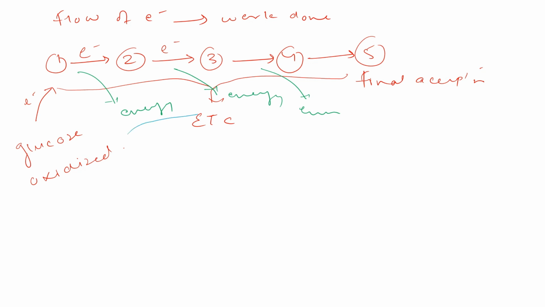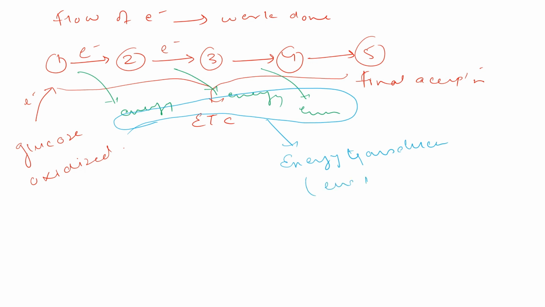This energy is captured by energy transducer. In a cell, the energy transducer can be any enzyme or protein. They will convert this energy into a proton motive force. This proton motive force is used to perform work. For example, in a mitochondria, it performs synthesis of ATP. In a bacterial cell, it performs flagellar movement.